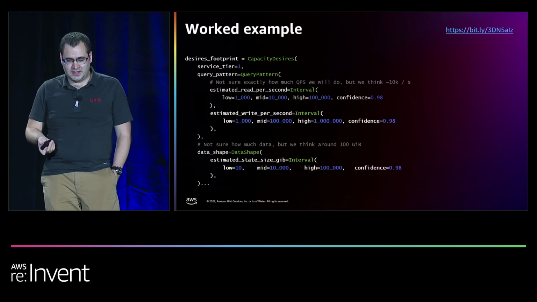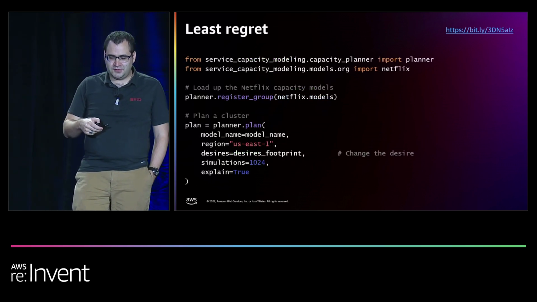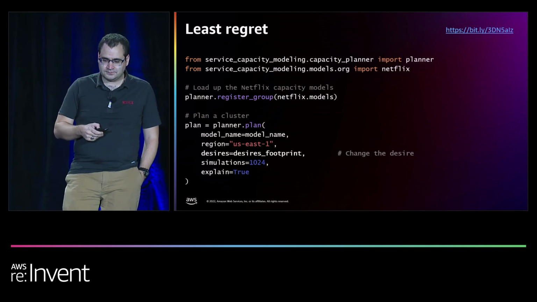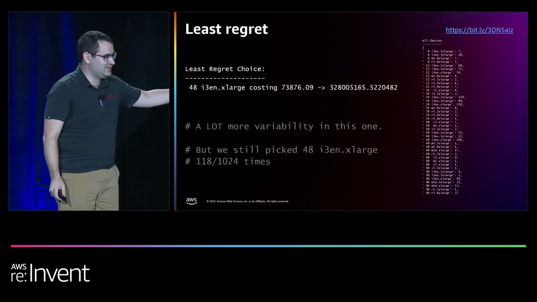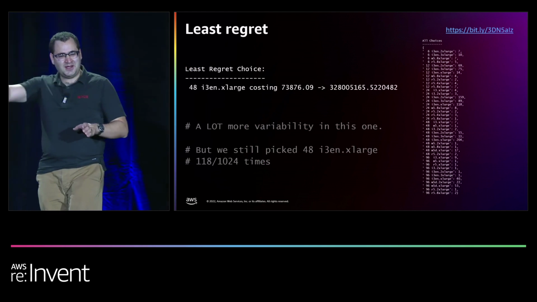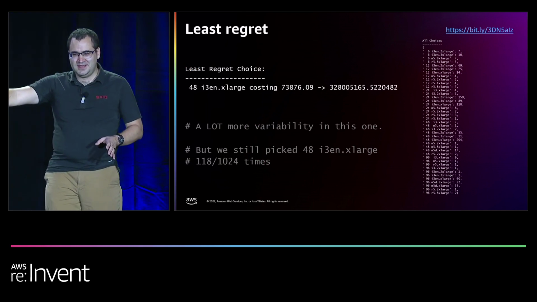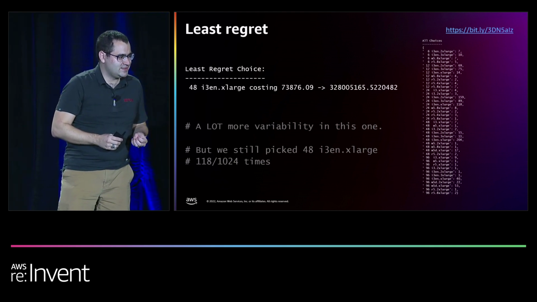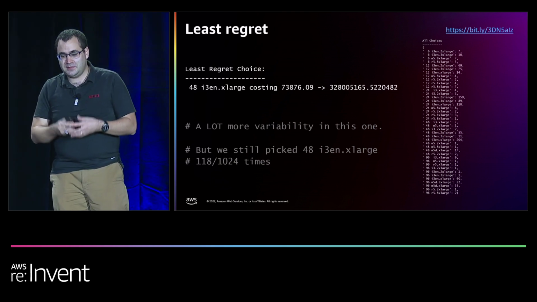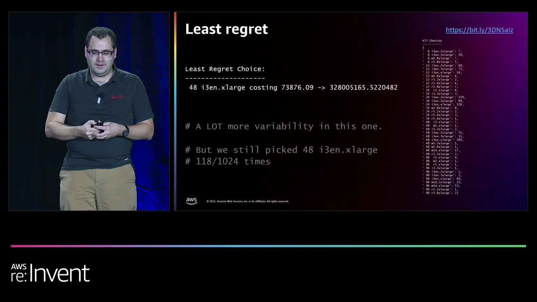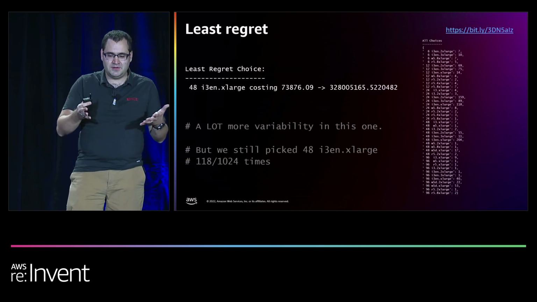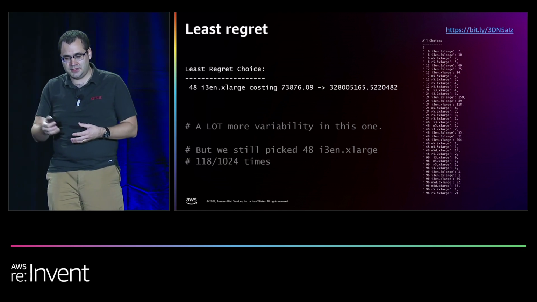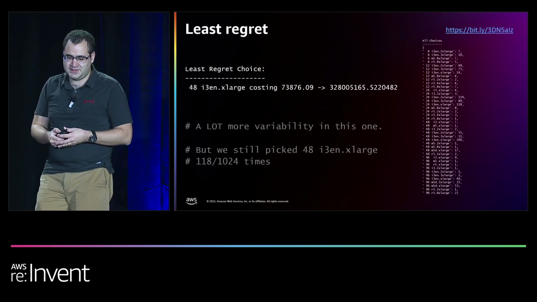Now, when we do the same thing, we take that input, feed it through the capacity planner, and run 1,024 simulations, we get a lot more options, right? Because depending on where we end up in that input space, it might make sense to buy i3ENs. It might make sense to buy our M5Ds. It might make sense to buy R5s. But the least regretful choice is still a pretty reasonable 48 i3 ENX larges costing roughly $73,000.